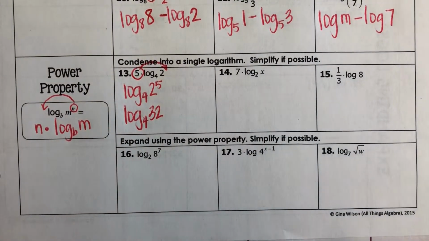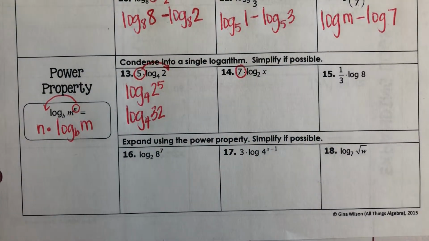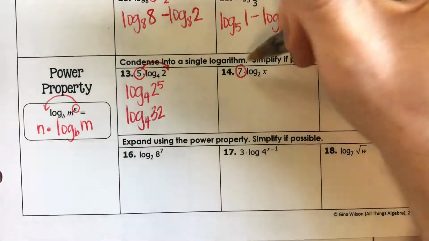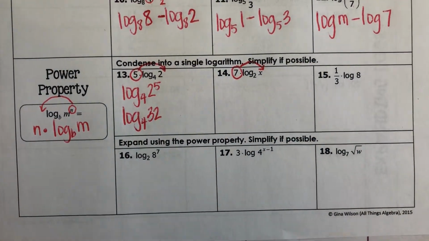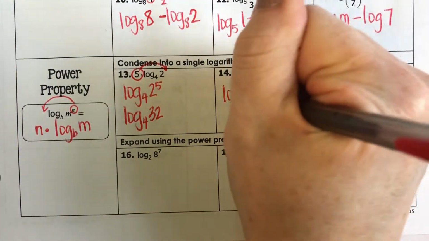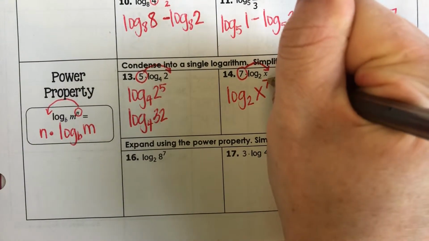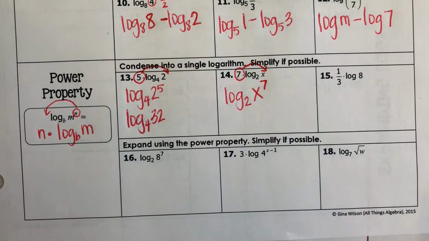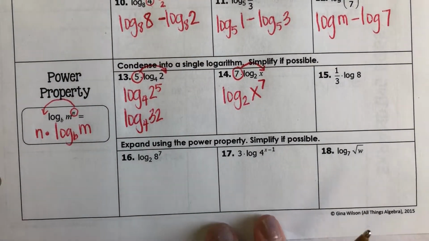Okay? All right. Number 14, I have a 7 out in front of log base 2 of x. This 7 is the exponent of x. So I'm going to take log base 2 of x, and I'm going to throw that little coefficient of 7 up here as the exponent of x.